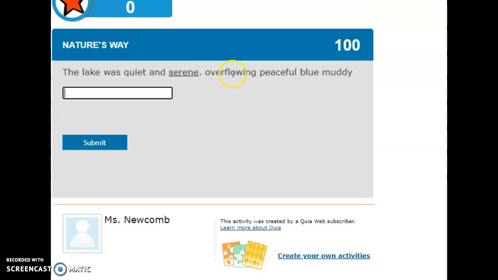Would it be overflowing? Does that relate to quiet? I can tell that I'm going to be using a synonym for quiet. Overflow is not that. Peaceful, that would work. Blue, not a synonym for quiet. And muddy, also not a synonym for quiet. So you would type in the word peaceful.